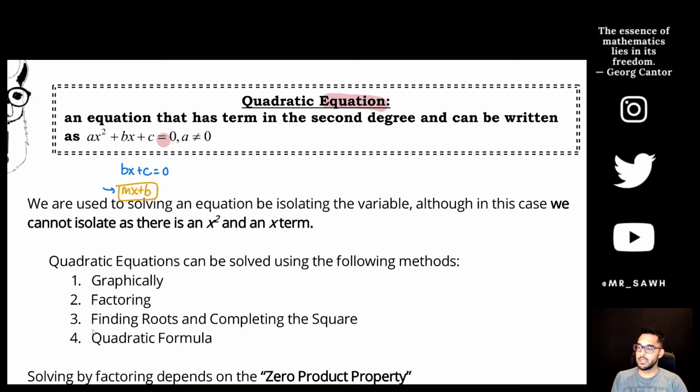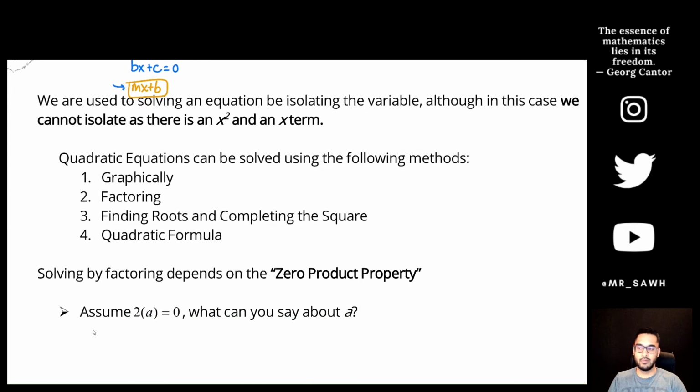And there's 4 ways we're going to talk about in this course throughout this series of videos. Graphically is one of them. Factoring is another, and it's probably the most important way. We'll talk about roots and completing the square, and the quadratic formula as a last resort. But factoring is the one we're probably going to use the most of. And solving something by factoring depends on something called the zero product property.